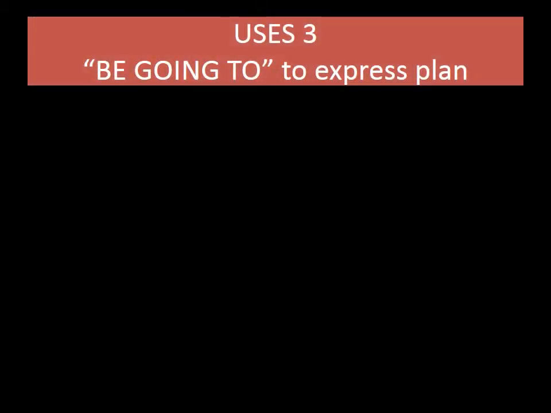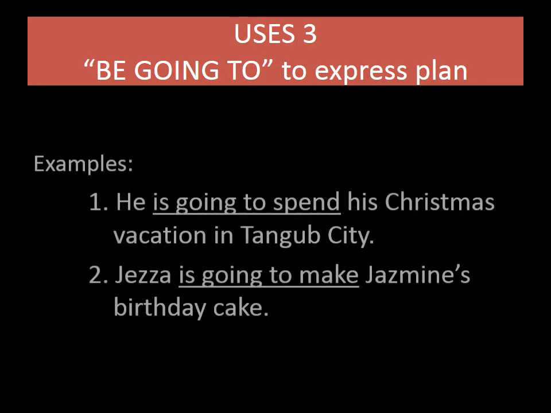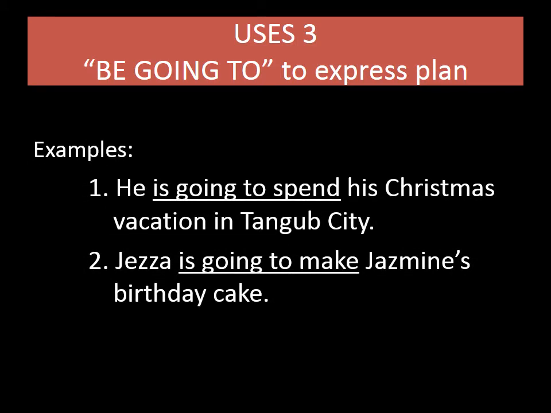Uses 3. Be going to to express a plan. Be going to expresses the idea that a person intends to do something in the future. It does not matter whether the plan is realistic or not. Examples: He is going to spend his Christmas vacation in Tangub City. Jeza is going to make Jasmine's birthday cake.